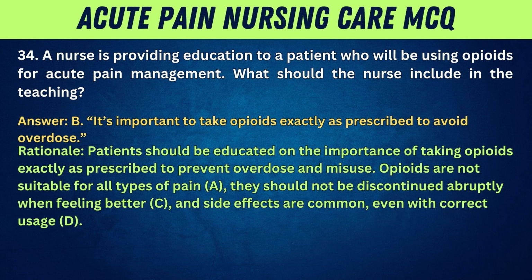Rationale. Patients should be educated on the importance of taking opioids exactly as prescribed to prevent overdose and misuse. Opioids are not suitable for all types of pain, A. They should not be discontinued abruptly when feeling better, C. And side effects are common, even with correct usage, D.